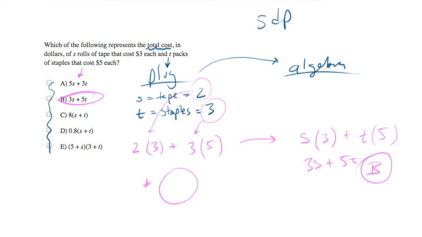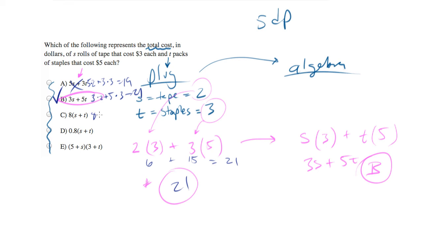Now, if you kept going all the way through with plugging in, do not fear. I've got your back. I'm going to figure out the answer that way as well. So this is 6, this is 15, so we're looking for 21. That's our target. And let's plug in everywhere. So S is 2, so we're going to have 5 times 2 plus 3 times 3. That's 19. That's wrong. 3 times 2 plus 5 times 3 is 6 plus 15 is 21. That's your answer. Good. It's a good thing that they're the same.